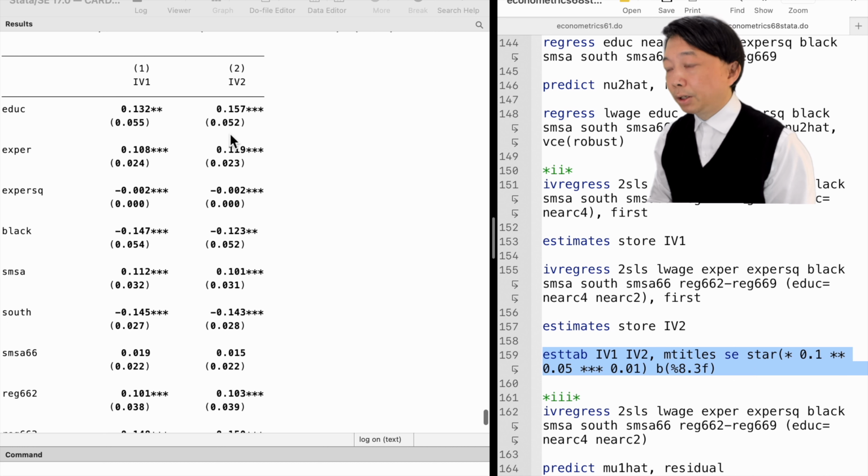The two-stage least squares estimate using two IVs is larger than that using one IV, and it becomes more statistically significant.